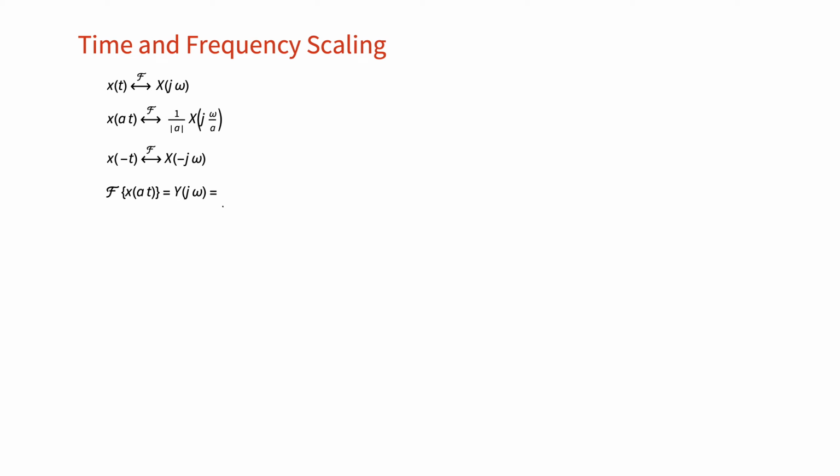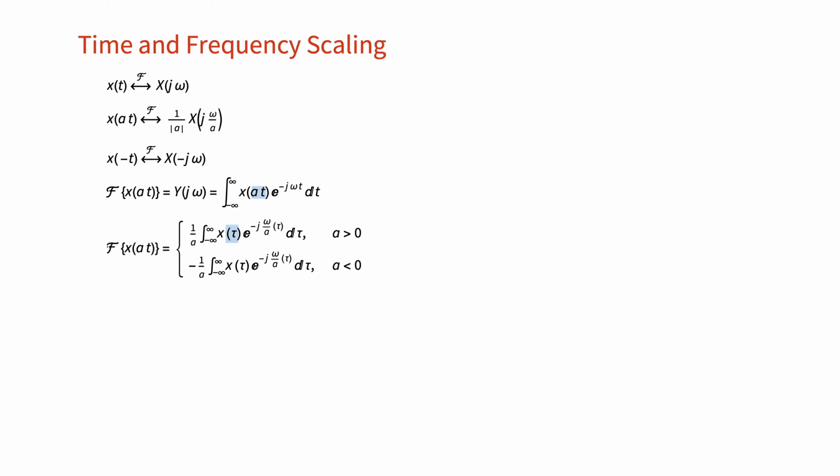To prove this theorem, we can simply call the new function y of t and take the Fourier transform of y of t using the formula for the Fourier transform. And if we apply a change of variable called a times t equals tau, we can get to the expected result. We have to consider two different scenarios, when a is positive and when a is negative, and that gives us 1 over the absolute value of a for the coefficient.